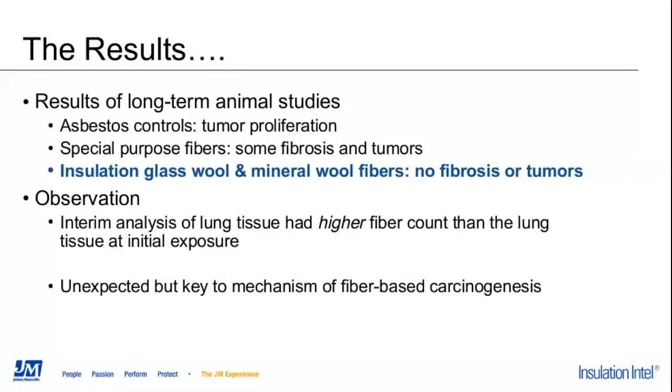And we actually learned a great deal from this long-term study. One of the observations that we made that was counterintuitive was that in some of the interim analysis of the lung tissue, especially towards the end of the study, these animals would have a higher fiber count in their lungs than after the initial exposure. As I said, it was unexpected, but it turned out to be one of the key mechanisms by which we were going to identify fiber-based carcinogenesis.